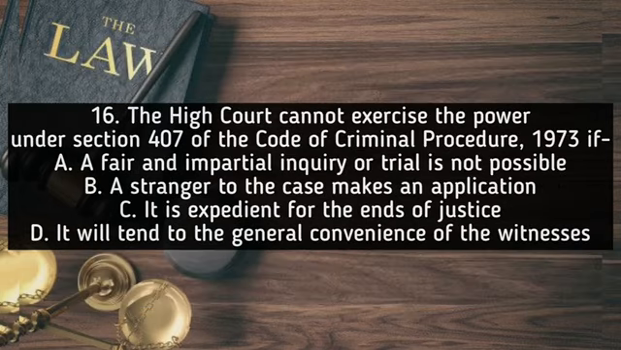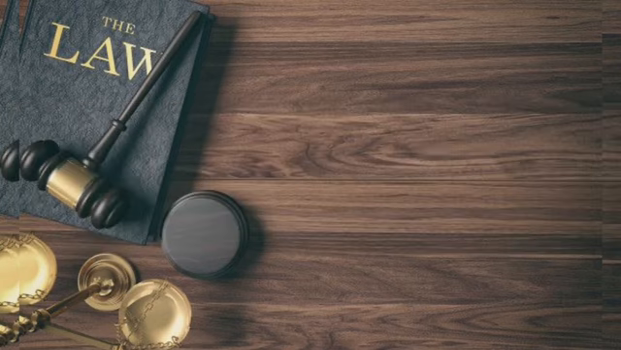The High Court cannot exercise the power under Section 407 of the Code of Criminal Procedure 1973 if, option A, a fair and impartial inquiry or trial is not possible. B, a stranger to the case makes an application. C, it is expedient for the ends of justice. Or D, it will tend to the general convenience of the witness. The answer is option B, a stranger to the case makes an application.